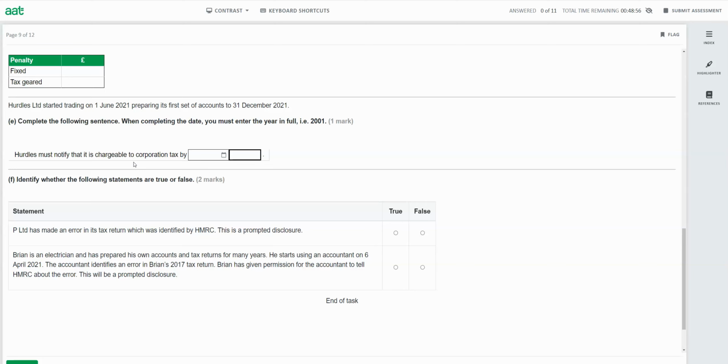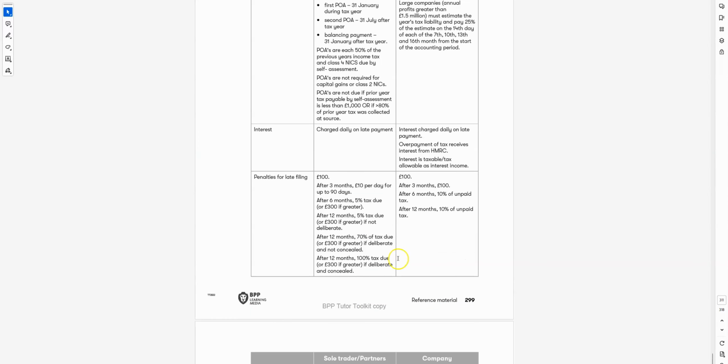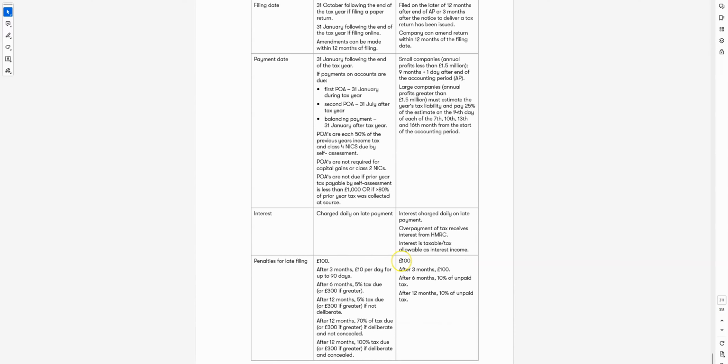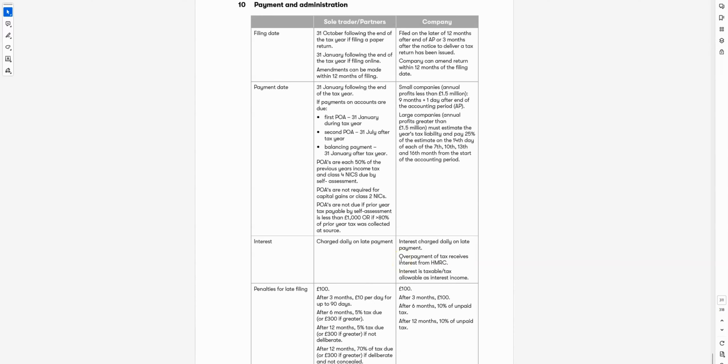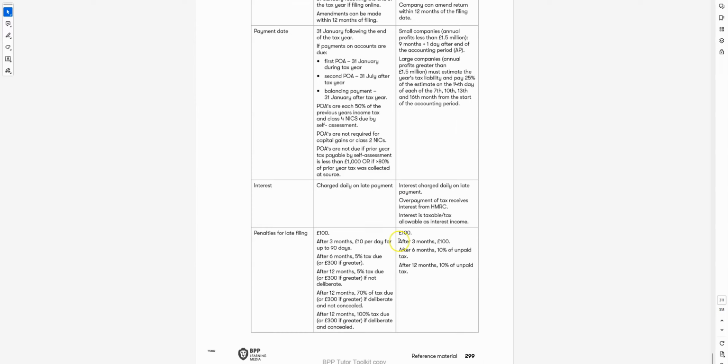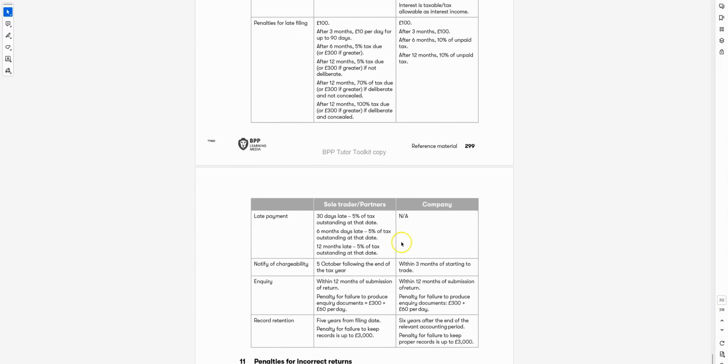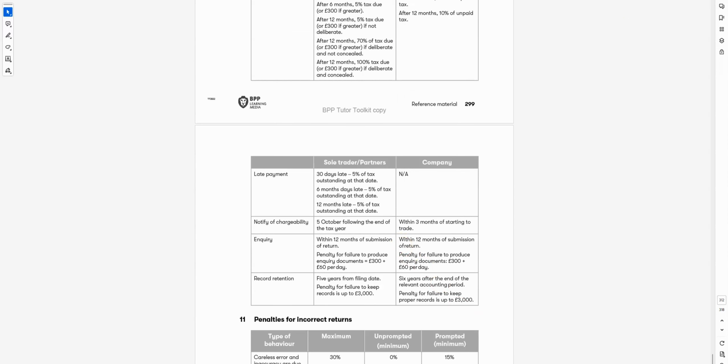Now it's very interesting. You have to remember whether it is a limited company or a sole trader. If it is a limited company or sole trader, doesn't matter. You can always open the reference material and you can always see it. So let me show you. So we have here note of notify. So we have notify chargeability, you can see here.